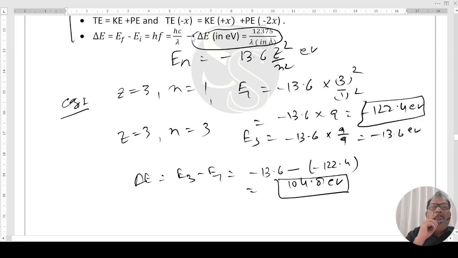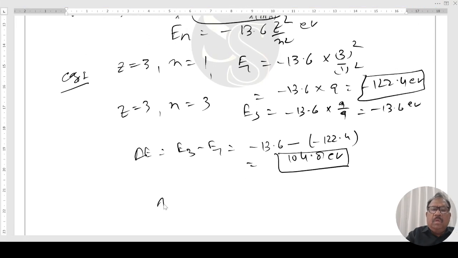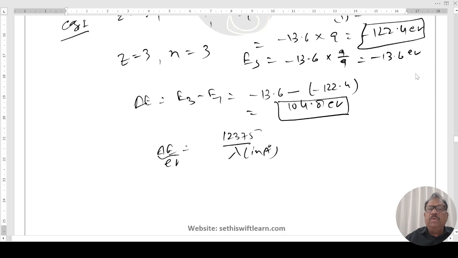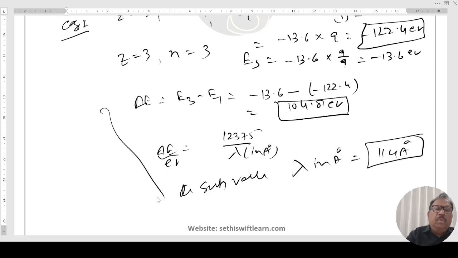Therefore, wavelength, we will use this formula. This is in eV. Delta E equal to 12375 upon lambda in angstrom. On substituting the values, we get lambda in angstrom. That comes out to 114 angstrom. Right? How we achieve this formula?